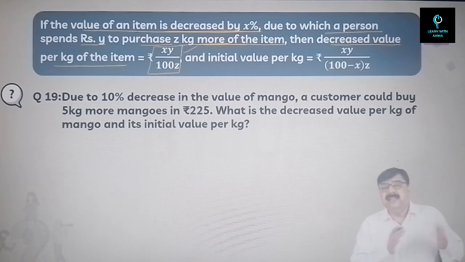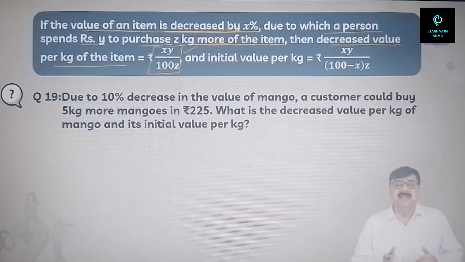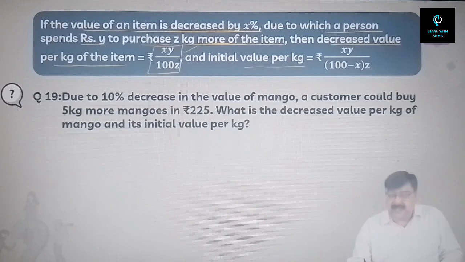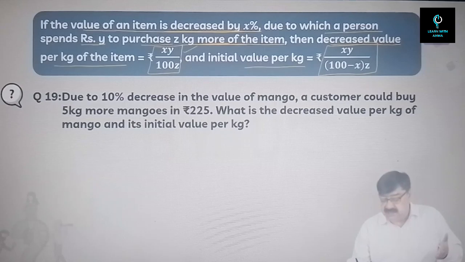So either there is an increase in price or decrease in price, the increased value or decreased value of an item can be found out using the same formula, that is xy by 100z. And the initial value per kg shall become xy by (100 minus x) into z. See, if the value has increased, then it is 100 plus x; here the value is decreased, so 100 minus x. For increase, we are adding the value of x to 100. For decrease, we are reducing, so subtraction.